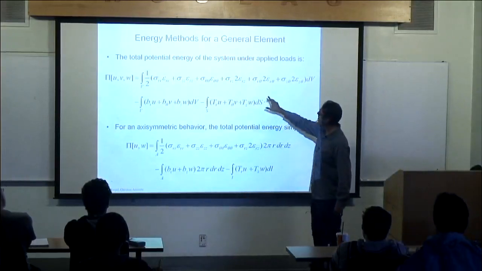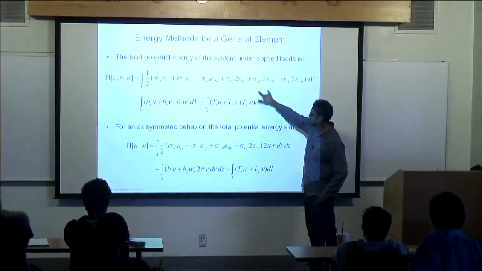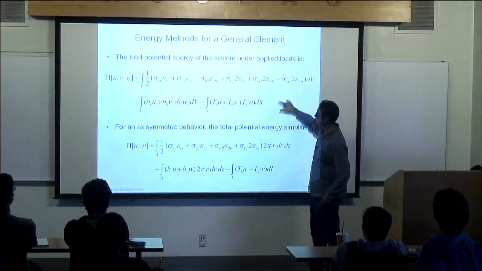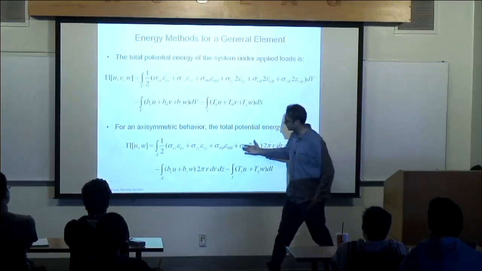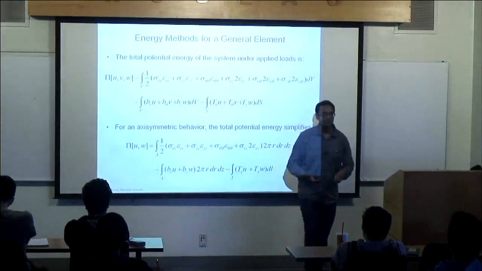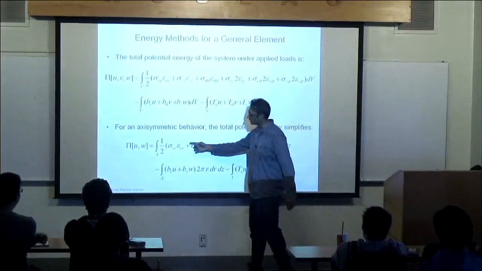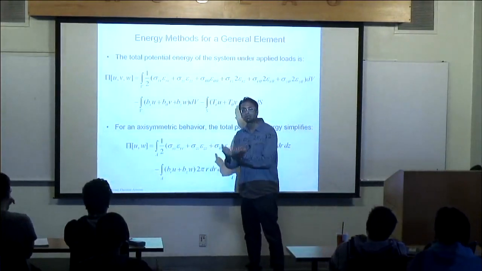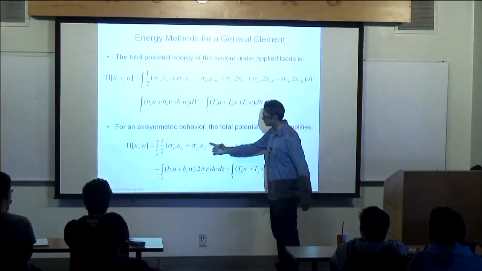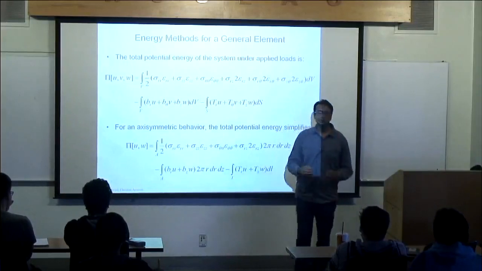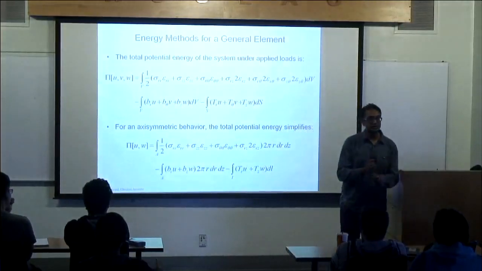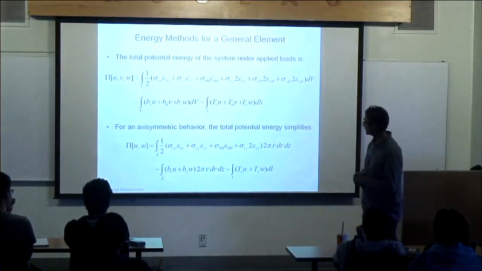You can see that some terms have gone away. The r theta term is not present, and the z theta term is not present. The rest of the terms are present because they're non-zero, and they're important. For example, these represent the strain energy density due to the radial deformation. These represent the strain energy density due to the deformation in the z direction, the axial direction, and so forth.